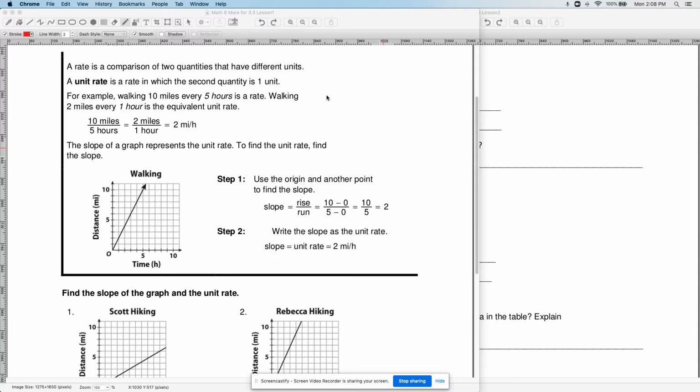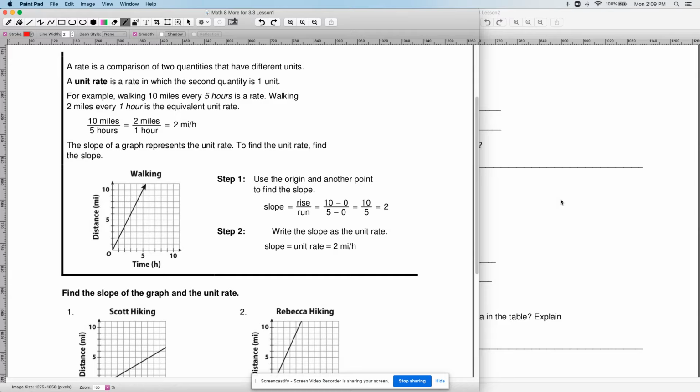And then a unit rate is a rate in which the second quantity is 1 unit. So in this example, again, we're talking about hours. So the second quantity, hours, we want to get it down to 1 hour, and that will show us the unit rate. And they give us an example, walking 10 miles for every 5 hours. So they have this 10 miles for every 5 hours. We reduce that and it equals every 2 miles. That you'll cover 2 miles in 1 hour, which is 2 miles per hour, and this is how you would write that.